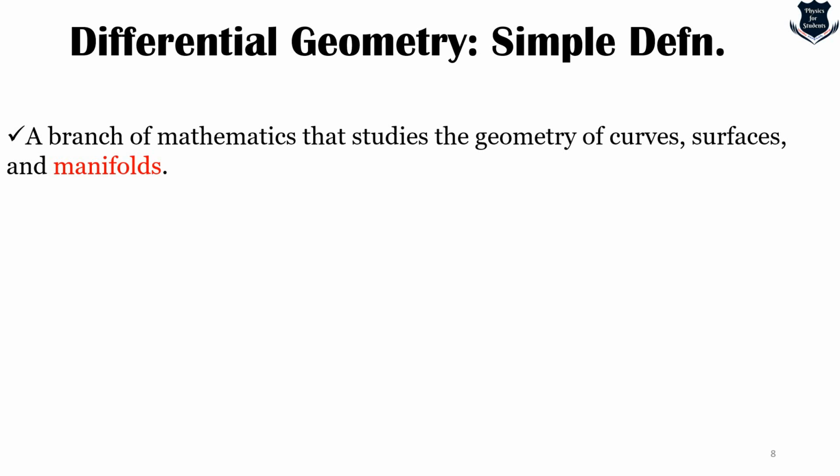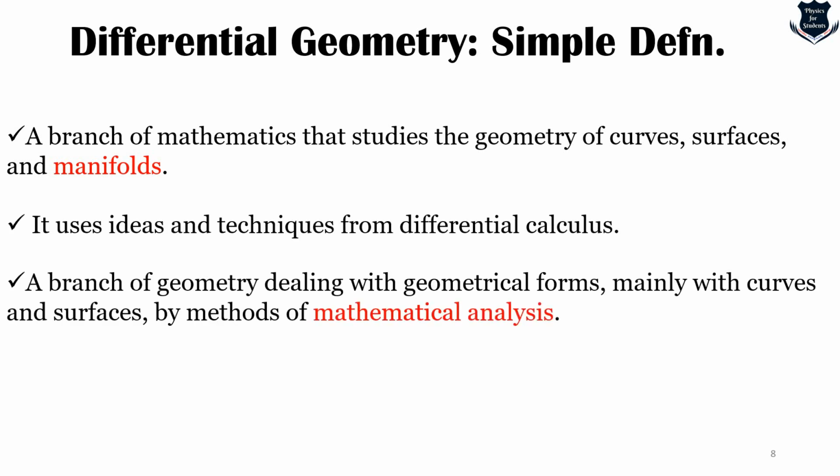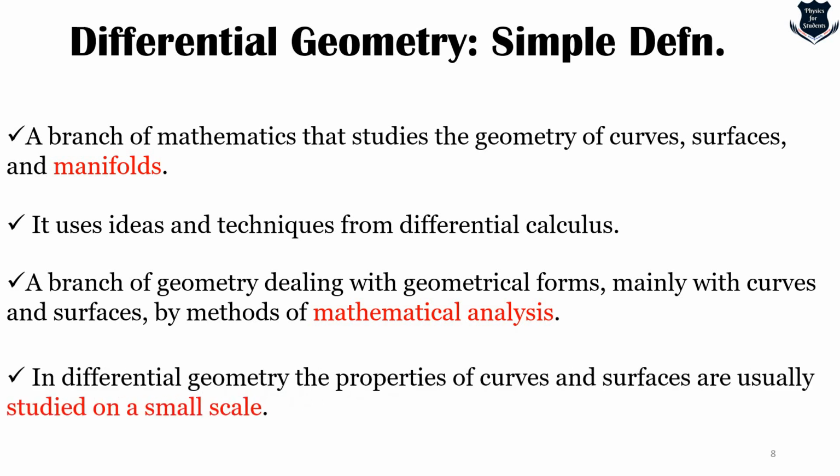So first of all, when we talk of differential geometry, it is a branch of mathematics that studies curved surfaces. It uses differential calculus, mathematical analysis, and is usually studied on a small scale. Now, when I talk of the last definition, studied on a small scale, I am trying to tell you that it is local, it is not global. So these are a few of the simple definitions of differential geometry.